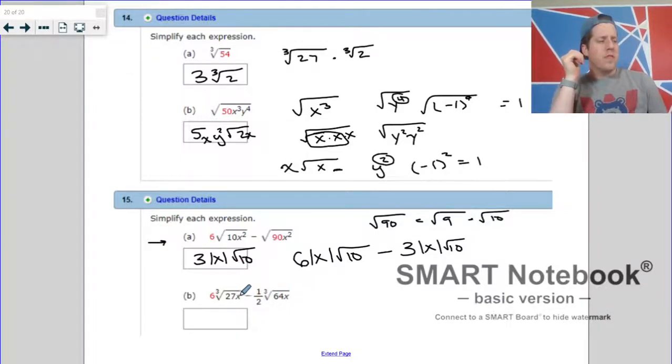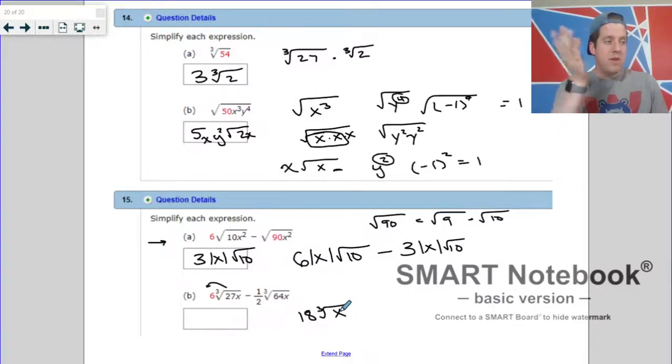Okay, for this last one, I can take the cube root of 27 and I get 3. So when I pull that 3 out, it's going to multiply into that 6 and become 18 times the cube root of x. Now, good news is we don't have to worry about the variable because it's a smaller exponent. It is not divisible. 1 is not divisible by 3. Moving on to the next part, I can take the cube root of 64. I get 4, which I then multiply by this 1/2, and I get 2 cube roots of x. Subtract that, and I get 16 cube roots of x.